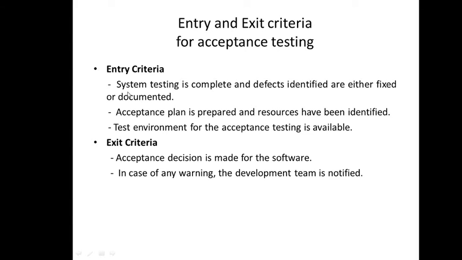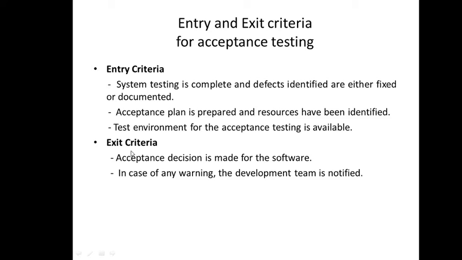So what are these three? System testing must be complete and defects must be fixed or documented. Acceptance plan must be prepared and resources need to be identified, and the test environment required is ready. Then we can start with the acceptance testing.